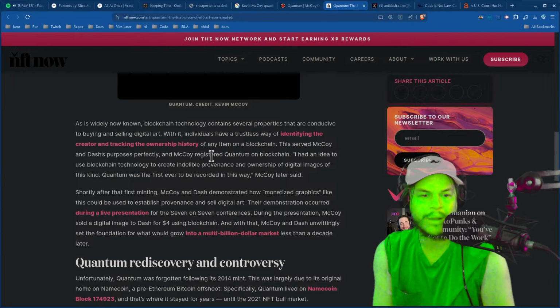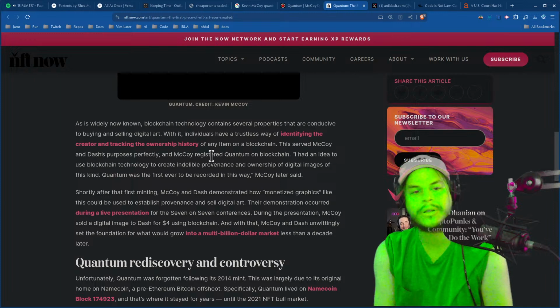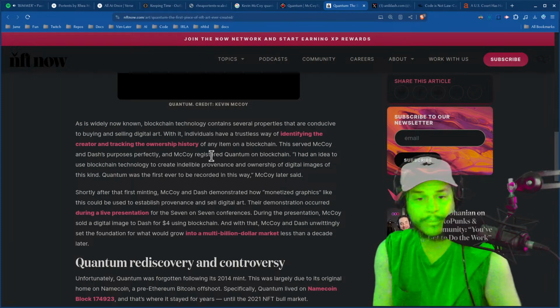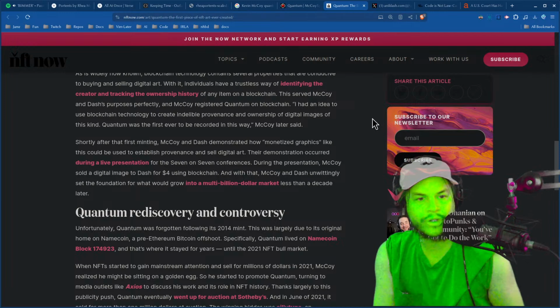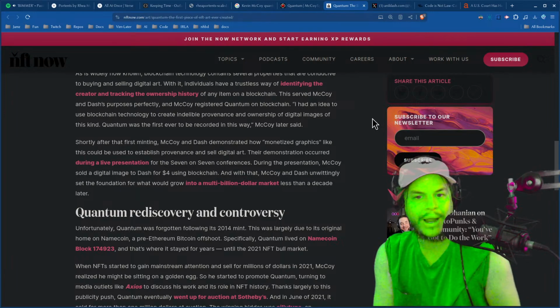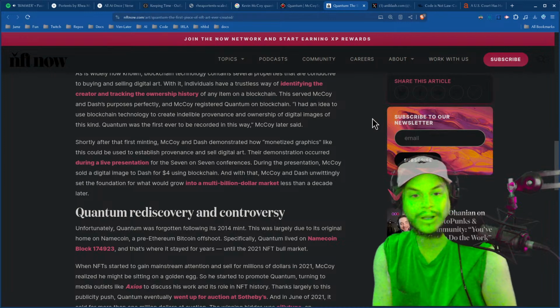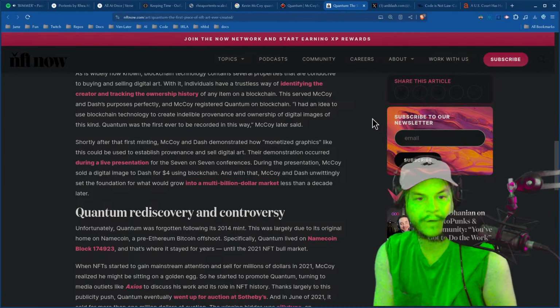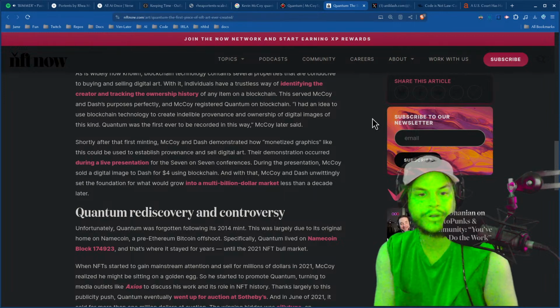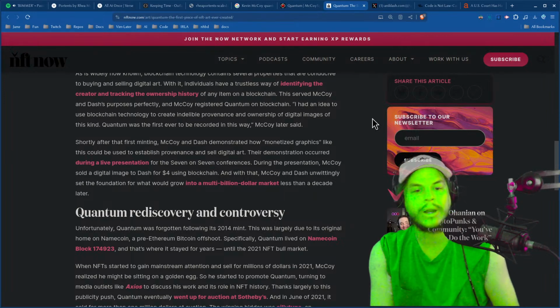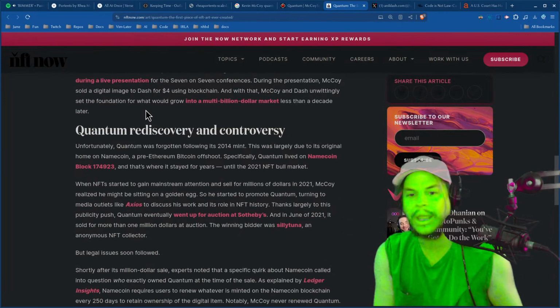They registered Quantum on blockchain. I had an idea to use the blockchain technology to create an indelible provenance and ownership of digital image of this coin. Quantum was the first ever to be recorded this way. Shortly after minting, McCoy and Dash demonstrated how monetized graphics like this could be used to establish provenance and sell digital art. Their demonstration occurred during a live presentation for a 7-on-7 conference. During the presentation, he sold a digital image to Dash for $4 using blockchain. And with that, they created the multi-billion-dollar market less than a decade later.